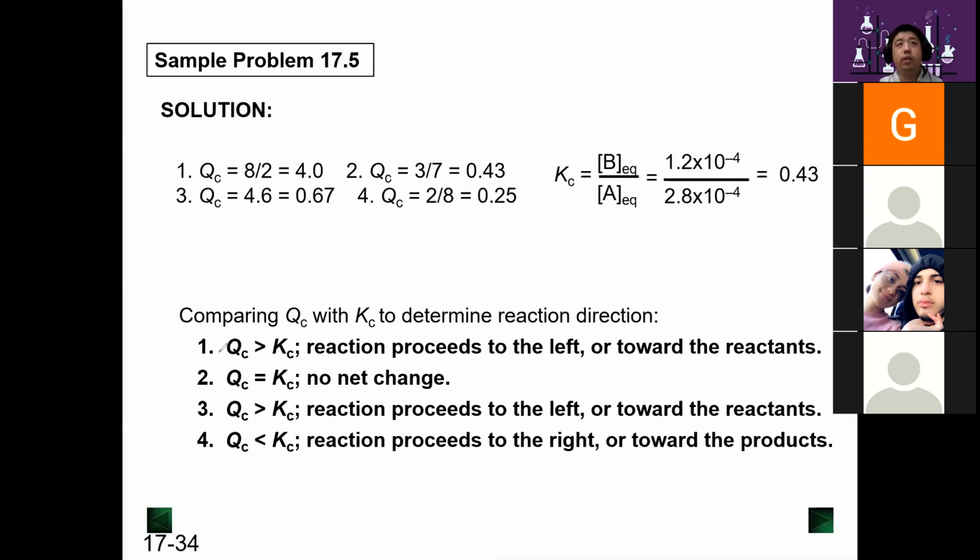For the first one, Q is greater than K, so it will shift to the left. Q is equal to K in the second one. They do not change. There's no net change. Q is greater than K again, so it shifts to the left. And then the last one, Q is less than K, so it shifts to the right. Any questions on these?